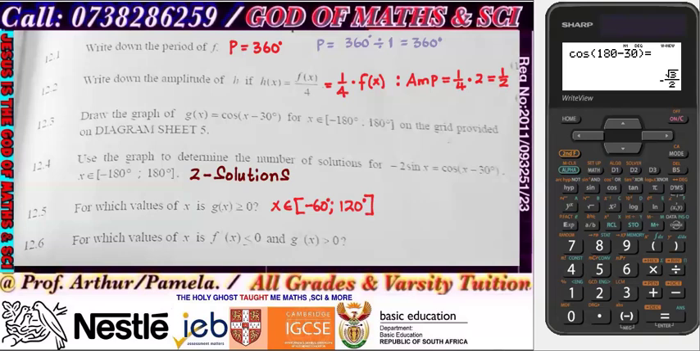Another way to write the same solution, you could have written it as negative 60 less than or equal to x less than or equal to 120 degrees. That's another way to do the same thing. All right, so let's look at 12.6.